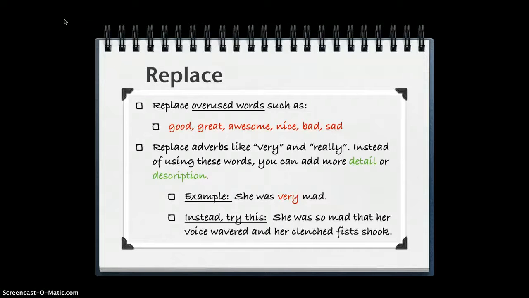The next way you can revise your work is to replace things in your paper, such as overused words. A lot of times we use words like good, great, awesome, nice, bad, sad. Those are overused a lot. So instead, replace those words with other words that are more descriptive. You may also replace adverbs like very and really. Instead of using that, you can add more detailed description. For example, instead of saying she was very mad, you may instead try this. She was so mad that her voice wavered and her clenched fist shook.